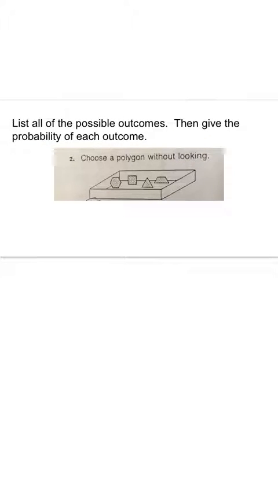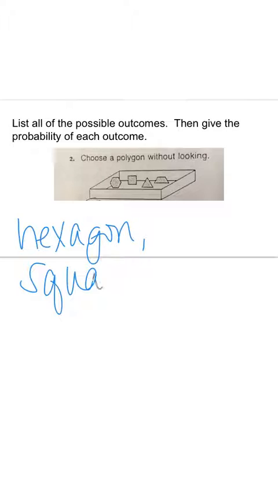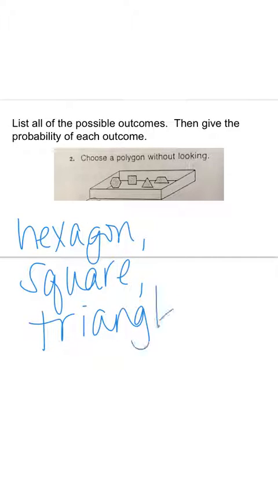Number 2, choose a polygon without looking. Your possible choices are you could pull a hexagon, a square, a triangle, or a trapezoid.